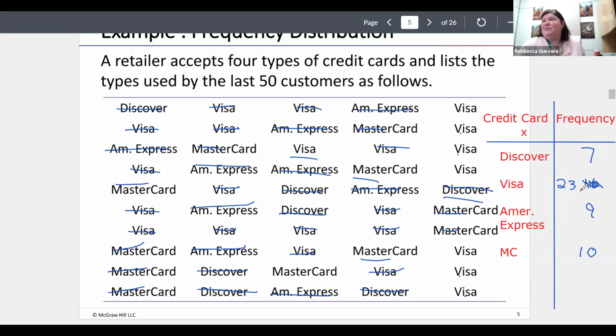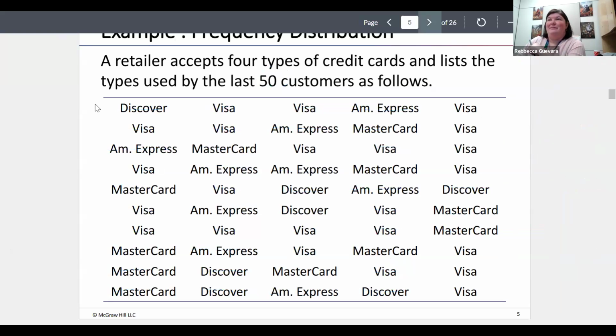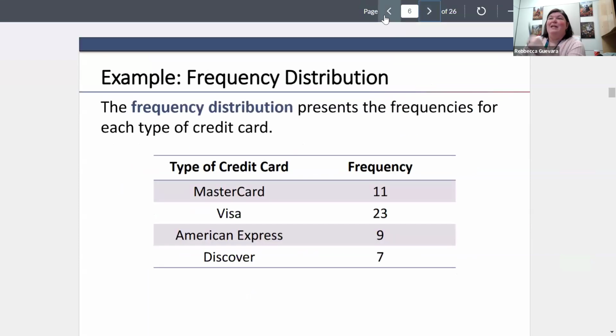I think I miscounted somewhere. One of the things to do to check if you miscounted is that they should have 50 customers. So the 7 plus the 23 plus the 9 plus the 10 should equal 50. So I definitely miscounted one of these. Not sure which. We'll go to the next slide to see what it should have been. It was my Visas. I miscounted the Visas. I think maybe I counted some twice. So there should have been 11 MasterCards.